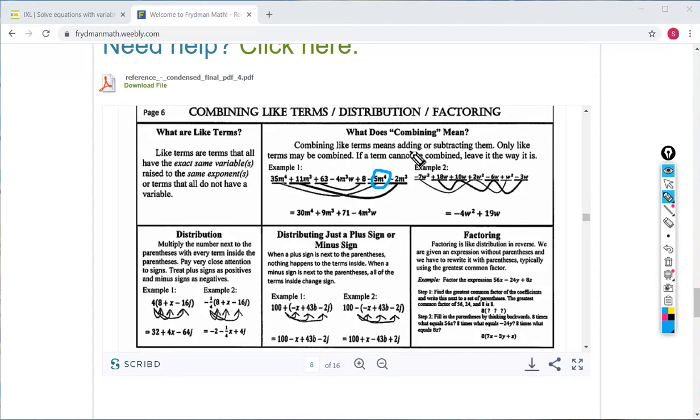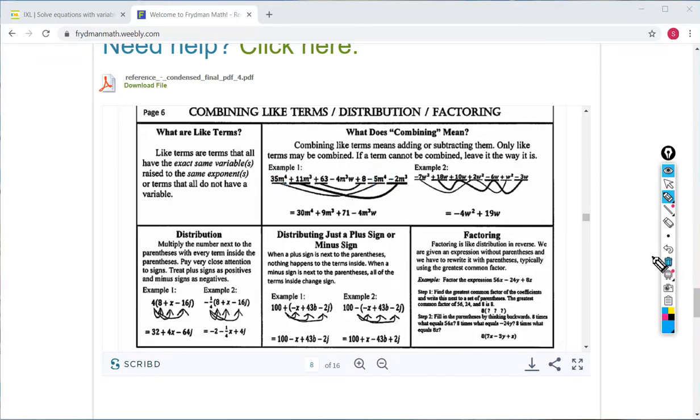Okay, so combining like terms means that we either add the terms or we subtract the terms. That's all that it means. And when we do that, the variable and the exponent stay the same. It's only the coefficient, the number that's in front of the variable, which would change. So for example, 35 minus 5 is 30. So we get 30 m to the 4th there. Okay, and we could combine more than two terms. However many terms there are that are like terms, we should combine all of them.